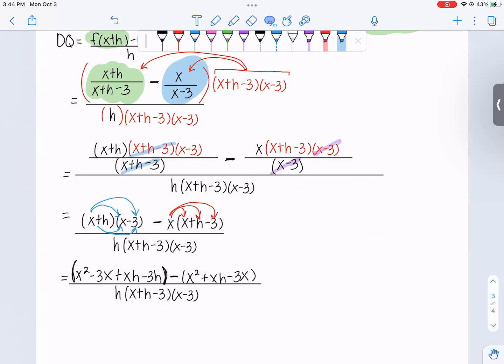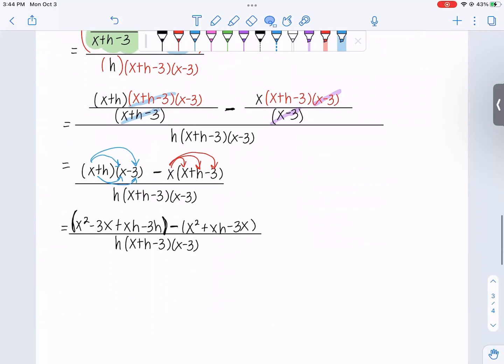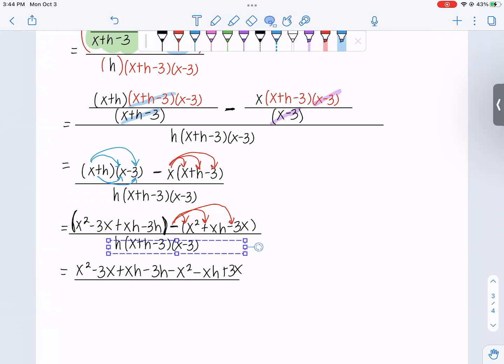It's really easy when you're doing it on an iPad. You can just copy and paste stuff. It's so much nicer than doing it by hand on paper. It gets real tedious. All right, I'm distributing this negative sign. So I have x squared minus 3x plus xh minus 3h minus x squared minus xh plus 3x all over the same denominator we've had all along.